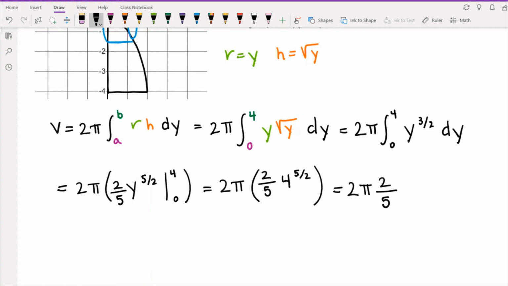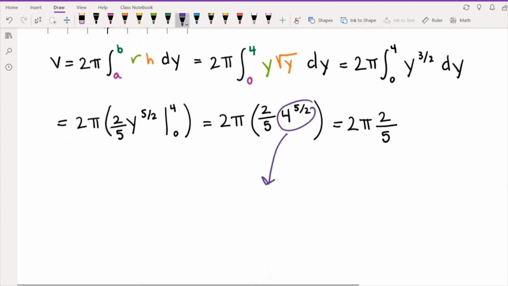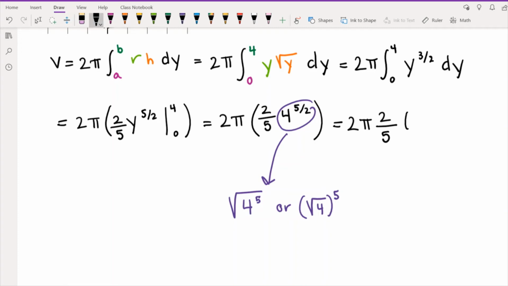So one thing you could think of it as, and let me even write this as a side note: 4 to the 5/2 is equal to the square root of 4, to the 5th, but it's also equal to the square root of 4 to the 5th. You can do it in either order. And in most cases, it's easier to do the square root first, right? So the square root of 4 is 2, and then 2 to the 5th power is equal to 32. And so we have this.